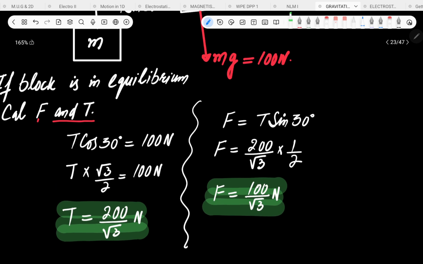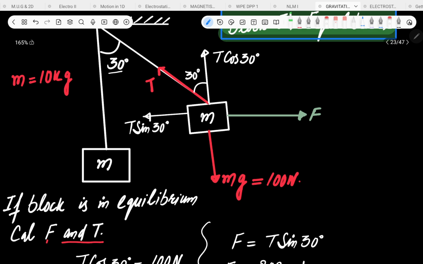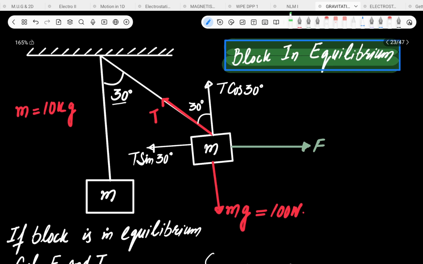This question has been repeatedly asked in JEE Mains many a time, so hence it becomes an important question in NLM.